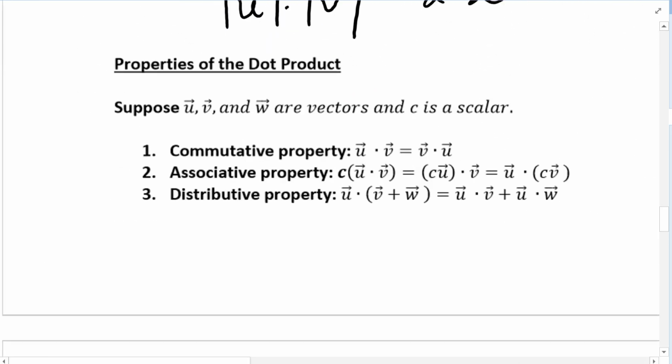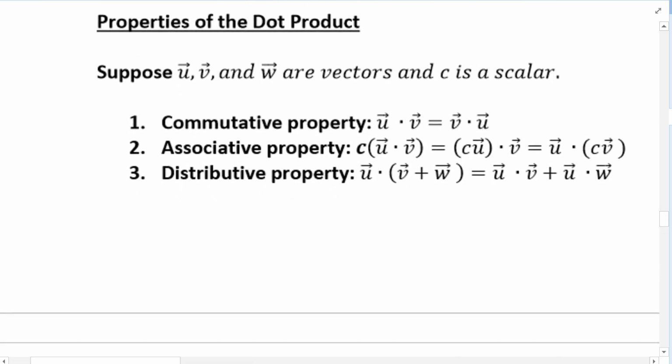Properties of dot product. If we multiply u times v and v times u, we'll get the same thing, so it's the commutative property. Associative with a scalar: c times u dot v can be written as cu dot v, or it can be u dot cv. Distributive property: u dot the quantity v plus w is u dot v plus u dot w.